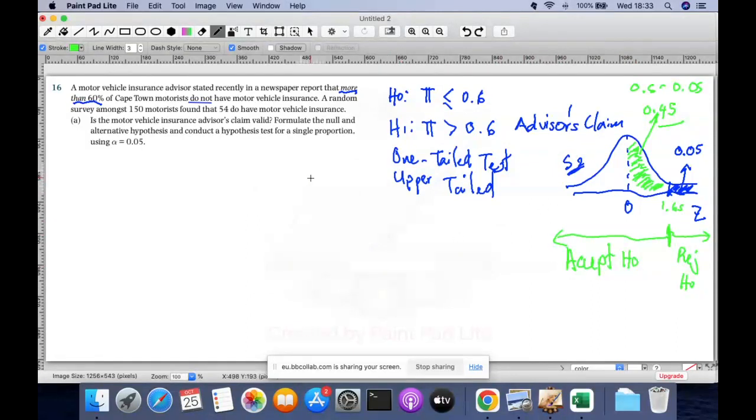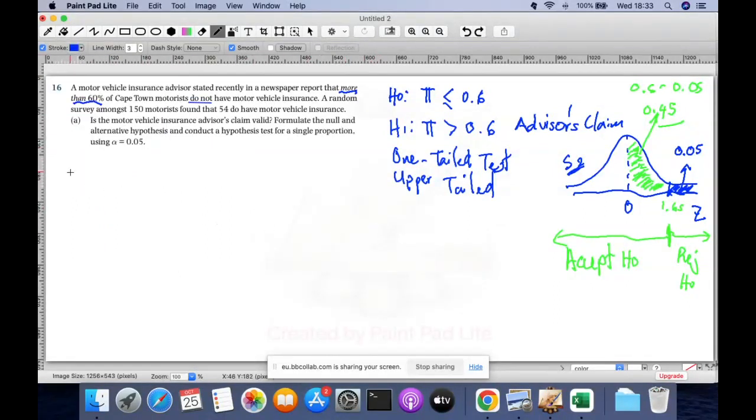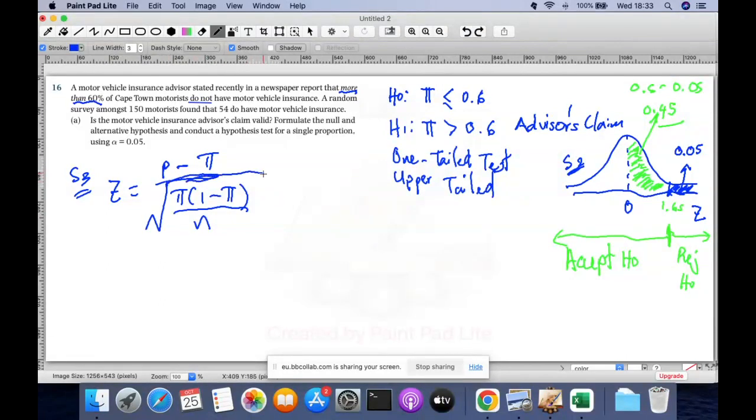All right, now step 3. So let me change the color back to blue. Step 3 is compute the test stat. Now for proportions, the Z stat is this formula: P minus pi, all over the square root of pi times 1 minus pi, all over n. And everything in the denominator is under the square root sign.